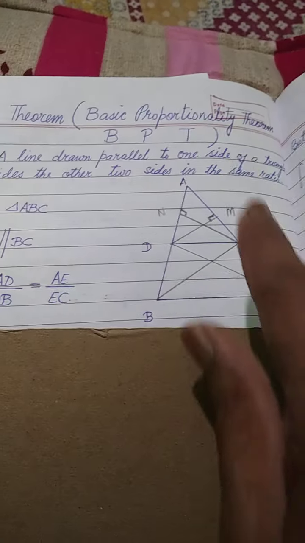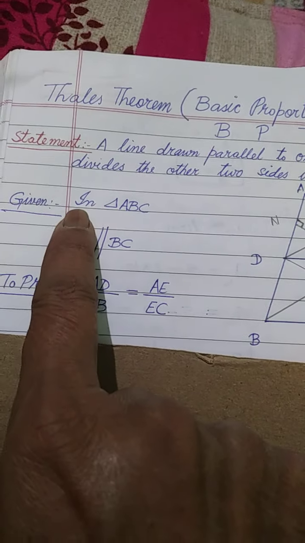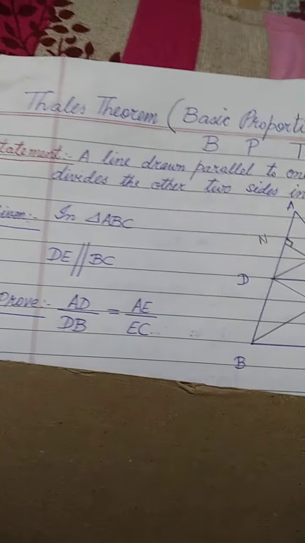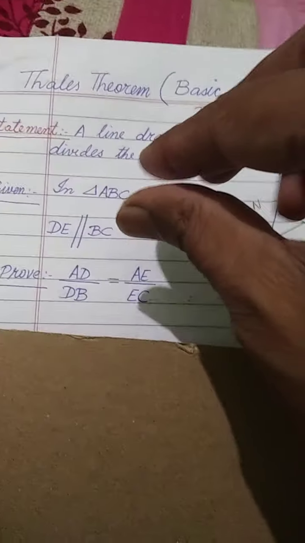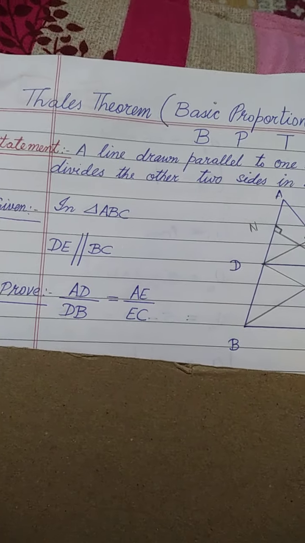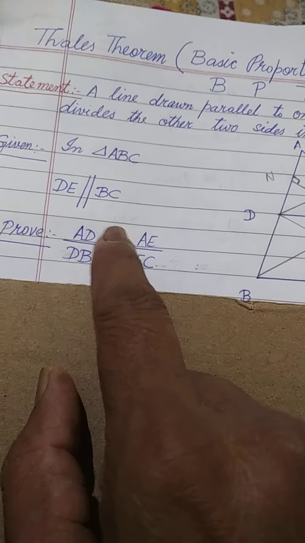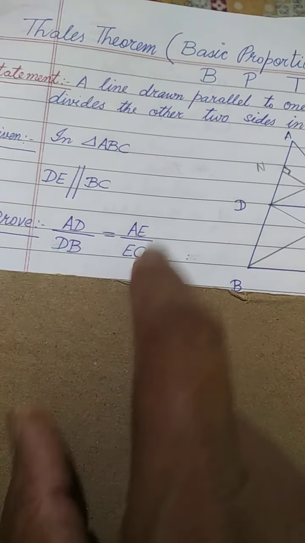So after drawing the figure, you will have to write what is given. So here we have given triangle ABC. In that one, DE is parallel to BC. That is given. For these steps also marks are there in the exam, so you will have to write them. After that, what we want to prove? We want to prove that AD by DB is equal to AE by EC.